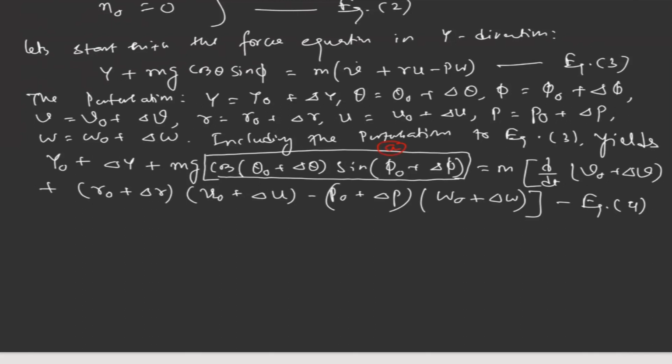Term A. Solving the term A, we get cos theta naught. Let's start with first cos theta naught plus delta theta.